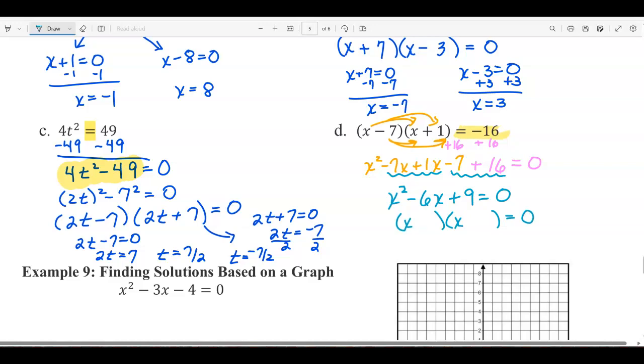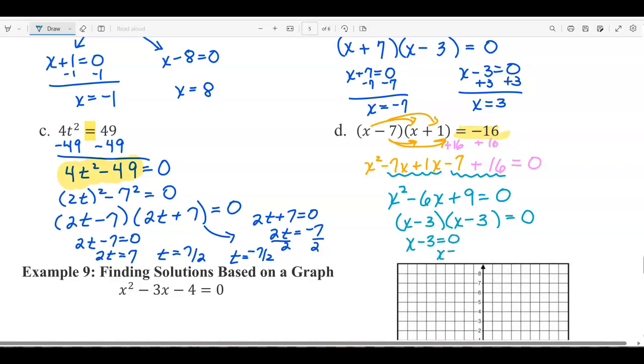Factors of 9 are 3 and 3. They do add to be 6. So x minus 3 and x minus 3 works. Here we have 2 factors. We don't necessarily have to write it as a square, because what we're going to do is take each of these factors and set it equal to 0.